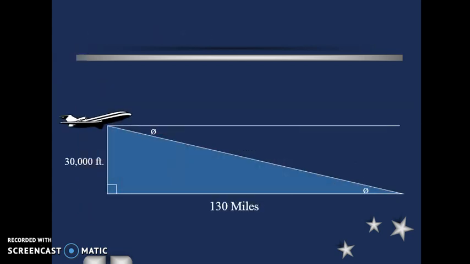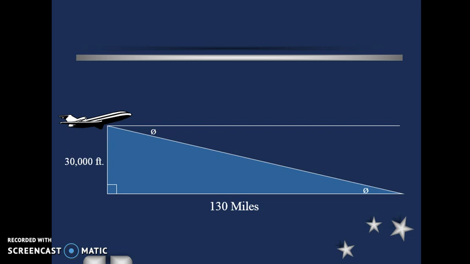So here we have a demonstration of our problem. We have the airplane and the airport, the 130 miles, how far the airplane is from the airport, as well as the 30,000 feet that represents the altitude of the airplane. You notice here, guys, that theta is the angle of elevation that the airplane is going to make in order to do the descent into the airport. This angle of elevation is alternate interior with the angle inside the blue triangle formed, which is the right triangle.